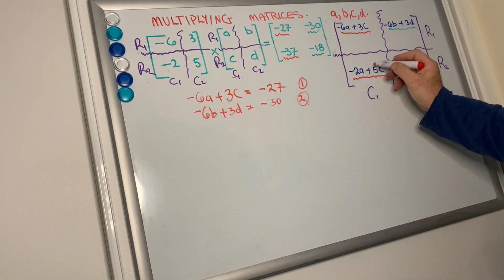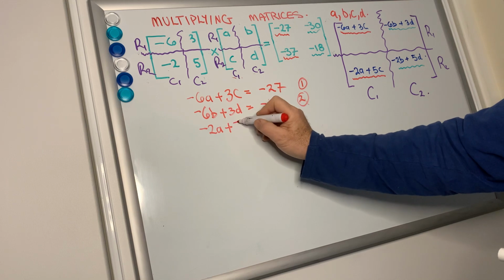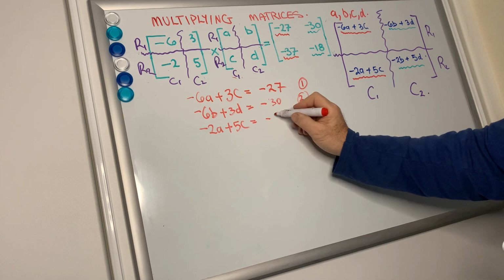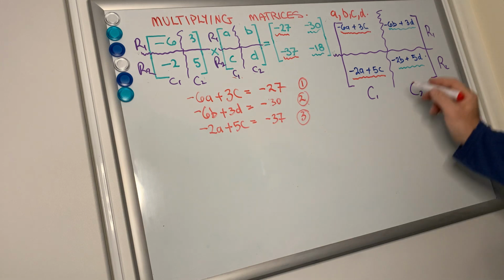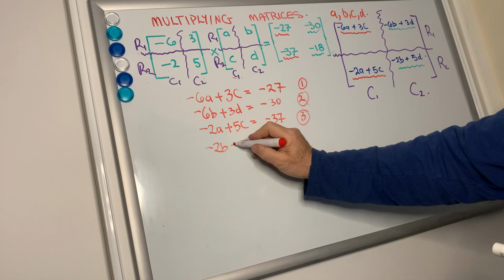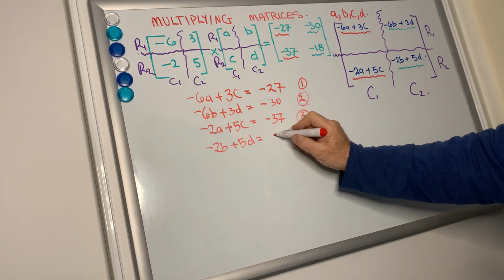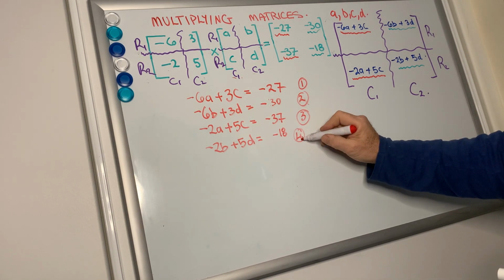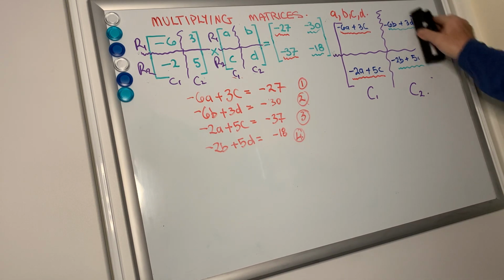Okay. Then we've got minus 2a plus 5c is equal to minus 37. Let's call that equation 3. Then the last equation, minus 2b plus 5d is equal to minus 18. That's equation 4. Now we've got our equations. Now I'm going to remove all of this for the moment.